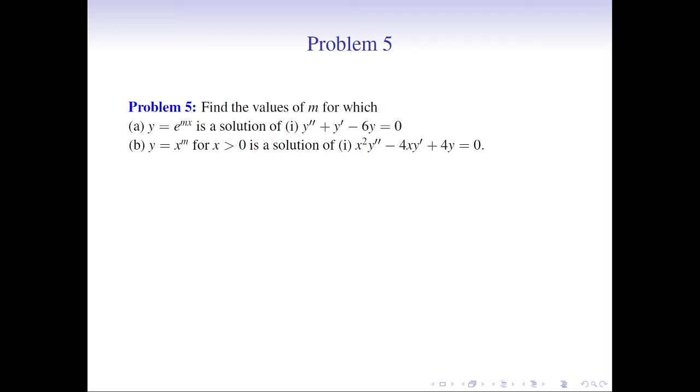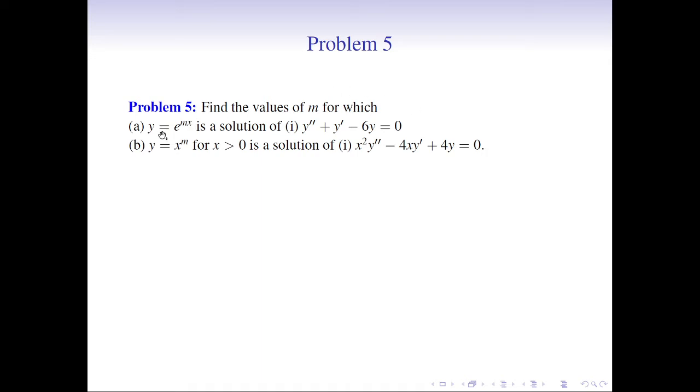Problem 5, we have to find out the values of m, for which the first case, y equal to e raised to mx, is a solution of this differential equation, y double prime plus y prime minus 6y equals to 0. And in the case when y equal to x raised to m, for x strictly greater than 0, is a solution of x square y double prime minus 4xy prime plus 4y equal to 0.